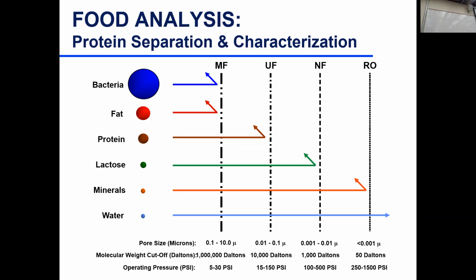If I apply nanofiltration, then lactose is retained. We can get the lactose purified. Minerals and water will pass through. If I want to purify water now, I can use reverse osmosis and filter out the salt. And then I get purified water. So these are the different types of membrane based on the pore size.